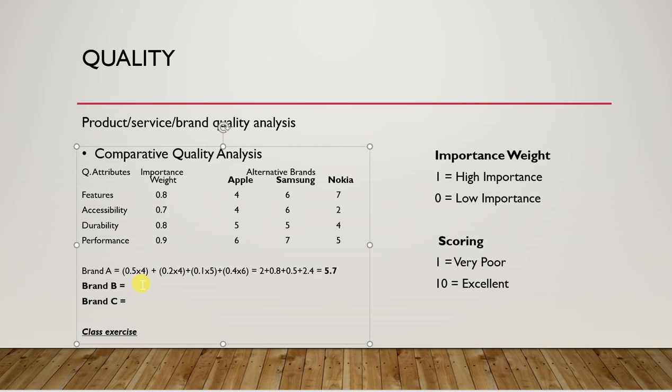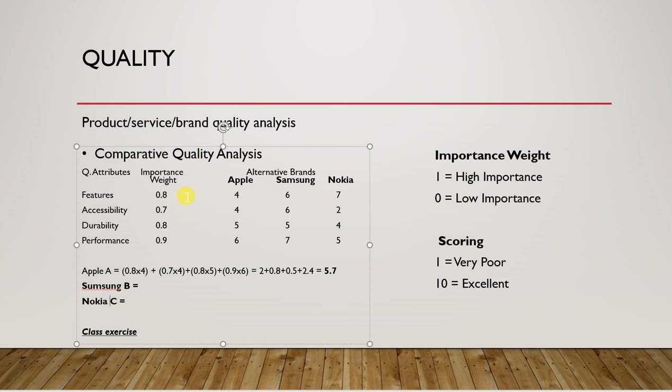So it will be 0.8 multiplied by 4, 0.7 multiplied by 4, 0.8 multiplied by 5, 0.9 multiplied by 6. This is from the other example. Then you get the outcome or result of these calculations. So whatever it is, you can recalculate it. This may not be correct, but I got 5.7. Then you multiply 0.8 with 6, 0.7 with 6, 0.8 with 5, 0.9 with 7 here for brand B. Or we can just write the name, Samsung. Brand A was our Apple and brand C is Nokia.